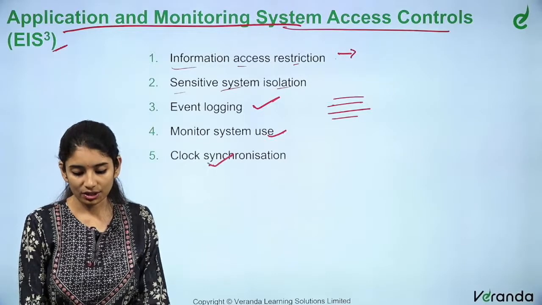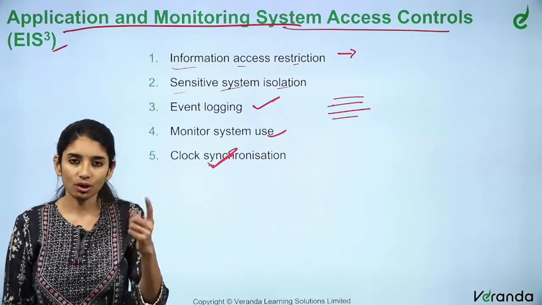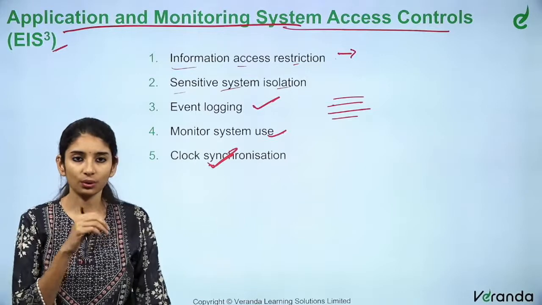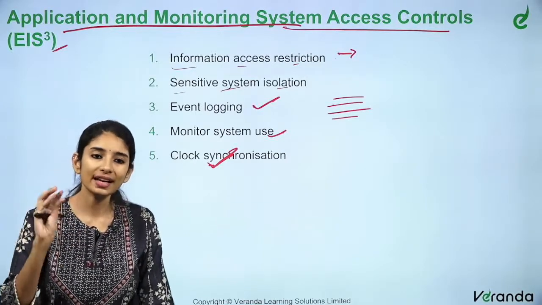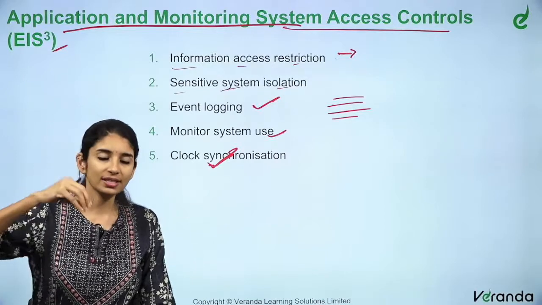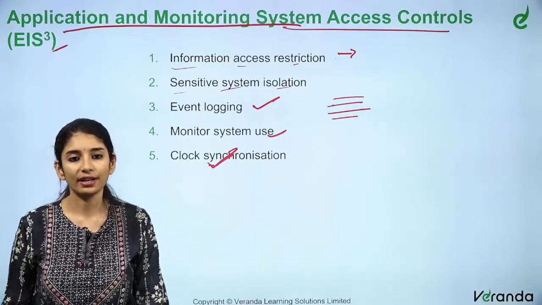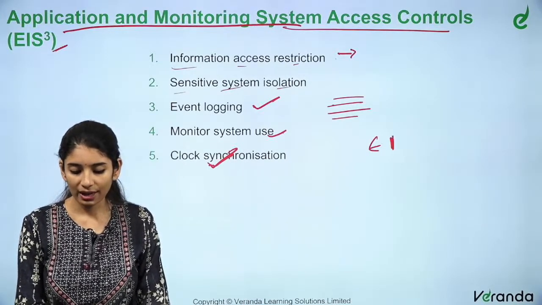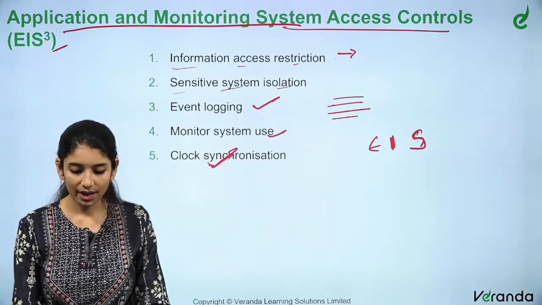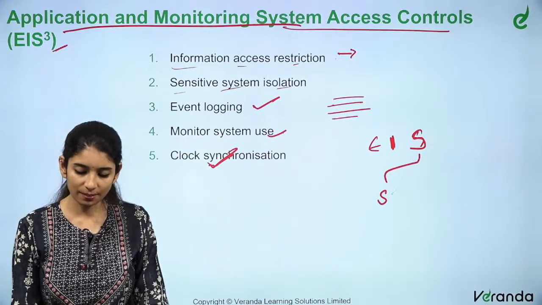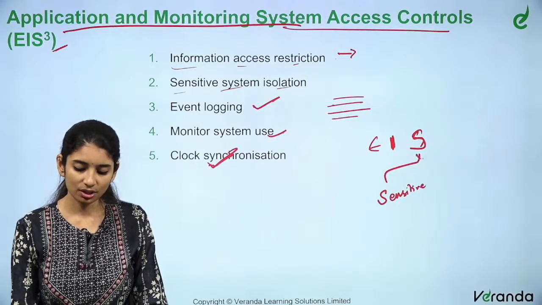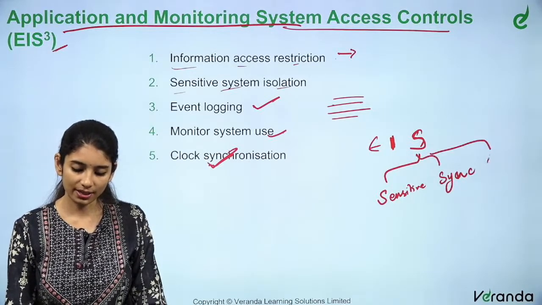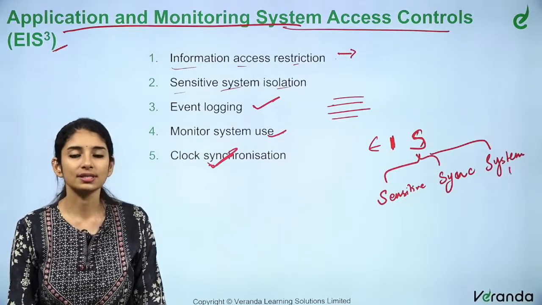And clock synchronization. Clock synchronization means I need to check the timings of who can access the system when. And the system can be accessed from multiple locations around the world if I have offices around the world. So I need to synchronize the time so that the changes can be recorded correctly in my event log file. Clear? So application and monitoring system control, E for event logging, I for information access restriction, S stands for sensitive system isolation, C, clock synchronization and system use, monitoring system use.